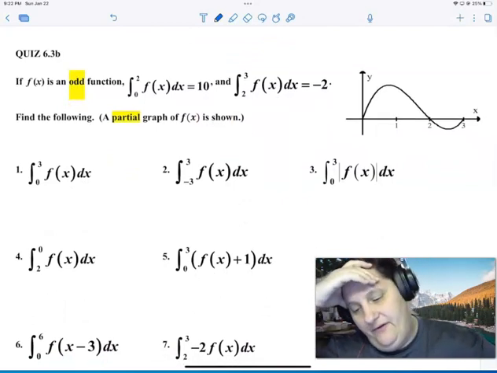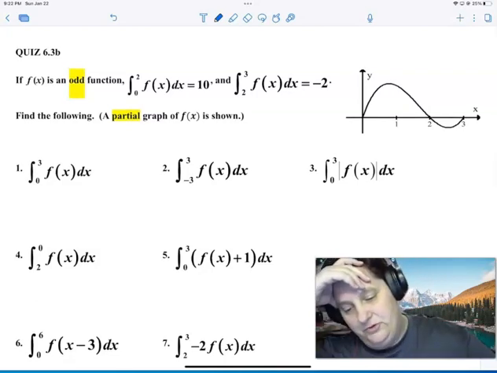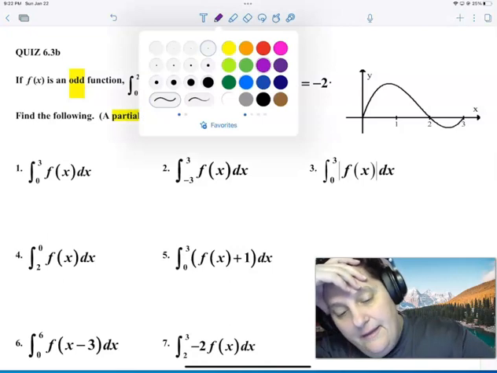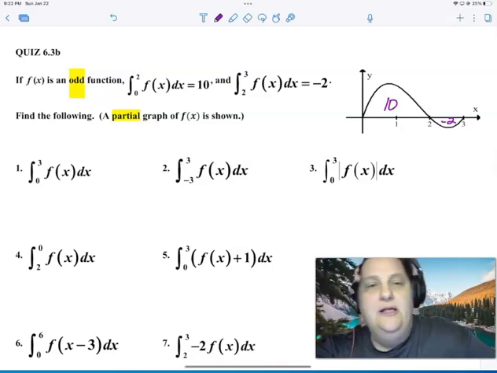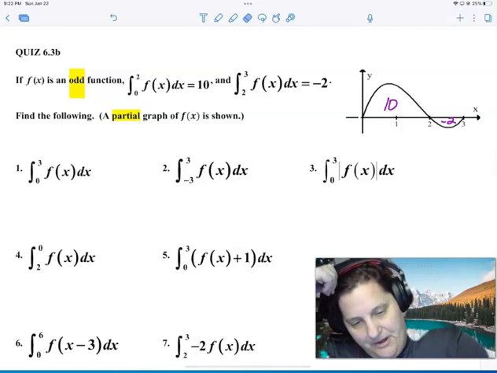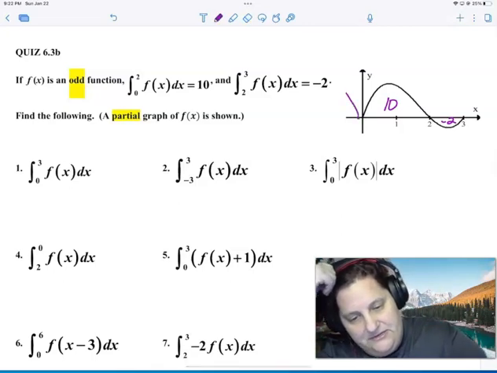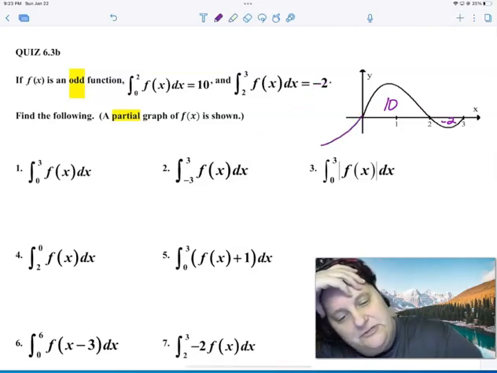Okay, cool. F of x is an odd function. I'm assuming that this is, partial graph of f is shown. And the integral from 0 to 2 is 10, and the integral from 2 to 3 is negative 2. I don't know if you guys remember what an odd function is. An even function mirrors itself on the other side. This is an even function. It mirrors. An odd function does like the reverse.